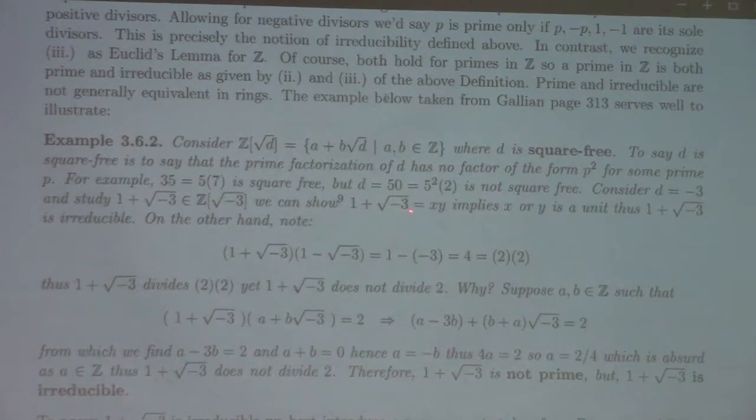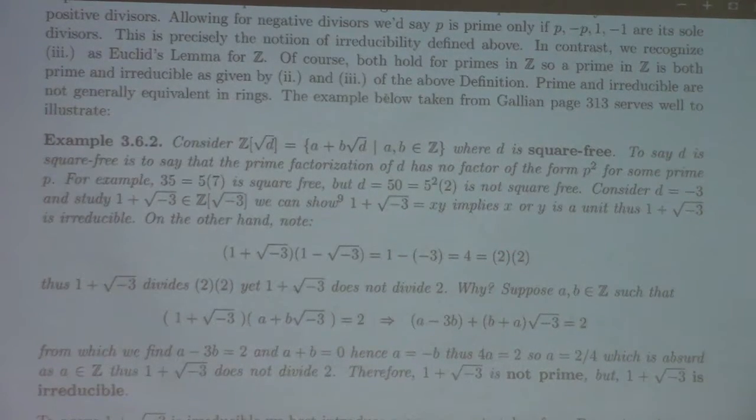So check it out. 1 plus the square root of minus 3, right? It turns out if you set that equal to xy, that implies that x or y is a unit, all right? You can prove that 1 plus the square root of minus 3 is irreducible. I'll prove that in about 5 minutes. Give me a minute. On the other hand, you can see that 1 plus root minus 3 times 1 minus root minus 3 is 1 minus minus 3, which is 4. That's equal to 2 times 2.